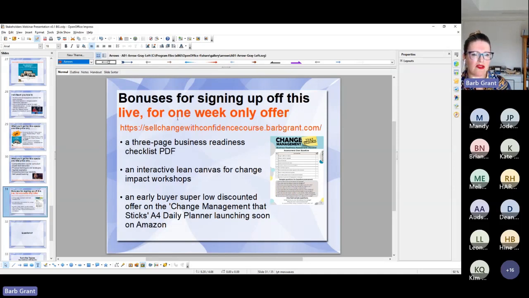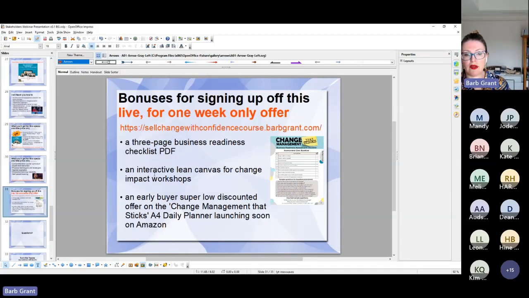So the bonuses are a 3-page business readiness checklist. There's the first page of it there, something to really help you streamline the thinking that needs to lie behind spinning up your business readiness assessments.